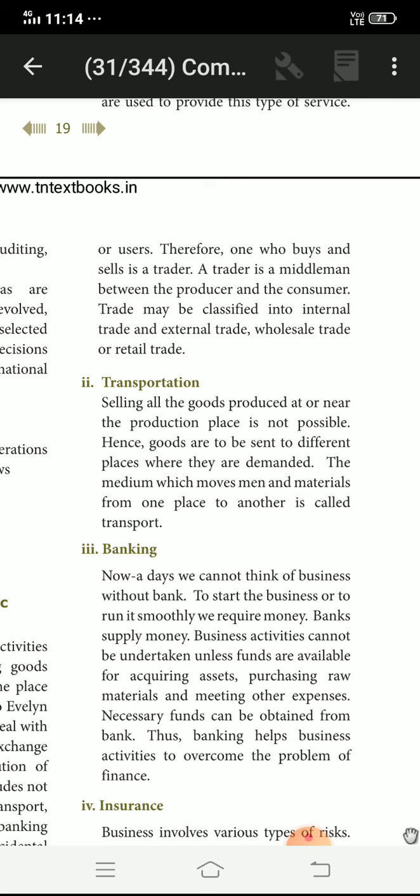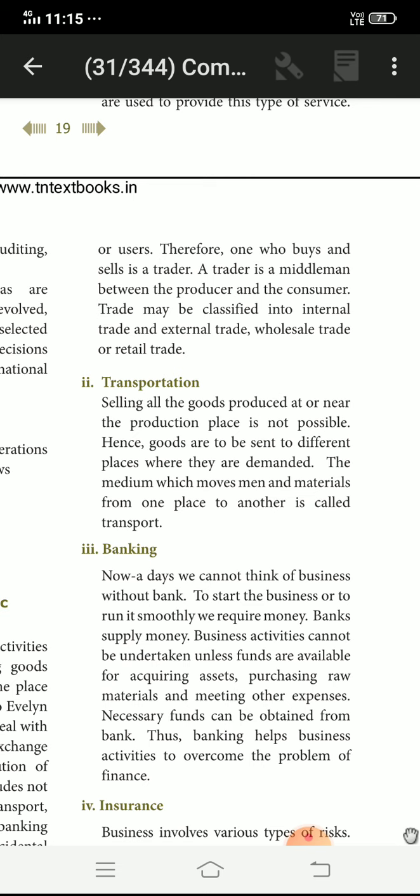So transportation is removing the hindrances of place from one place to another, and that is called transport. The medium which moves men as well as materials from one place to another is called transport, and there are different modes of transport that I told you just now, and this we have already seen in the introductory class. Now let us move on to what is banking.